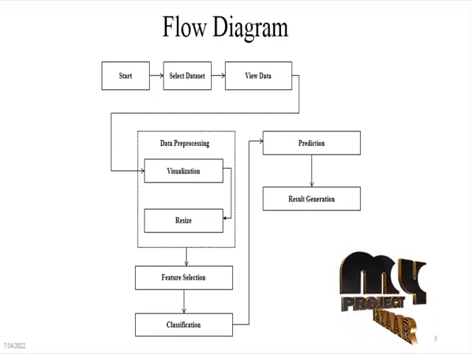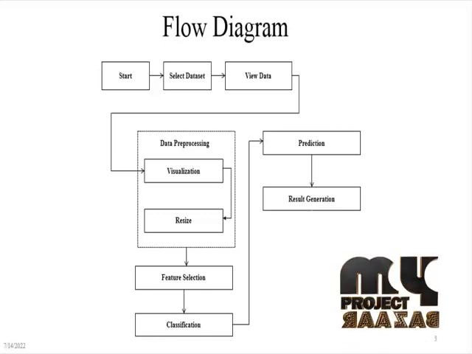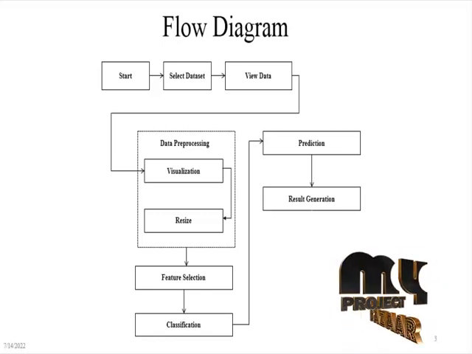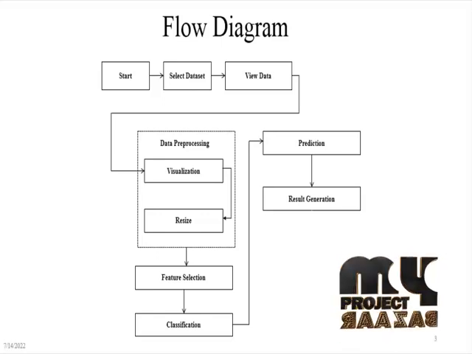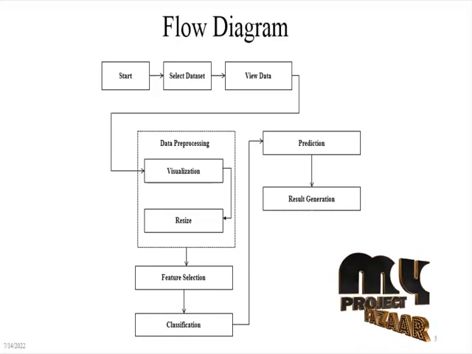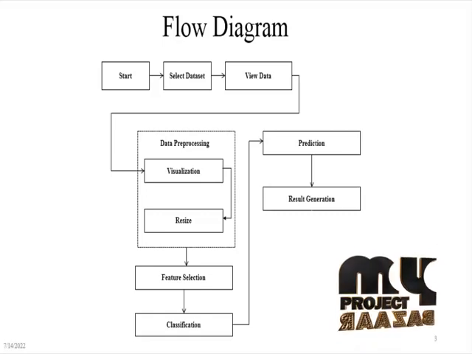Then it will move into feature selection. Before that, in pre-processing, we are going to resize all the images and convert the images into arrays. After that, in feature selection, we need to select the independent variable and dependent variable. After selecting the independent and dependent variables, we are going to split the dataset into training dataset and testing dataset. Then it will proceed into classification.